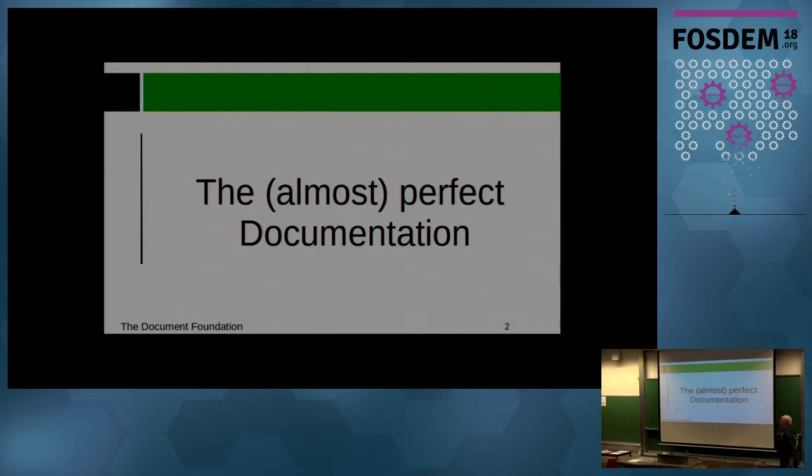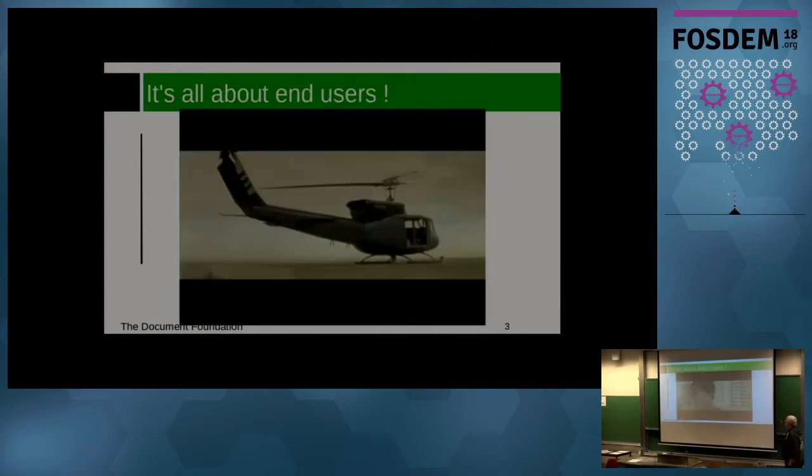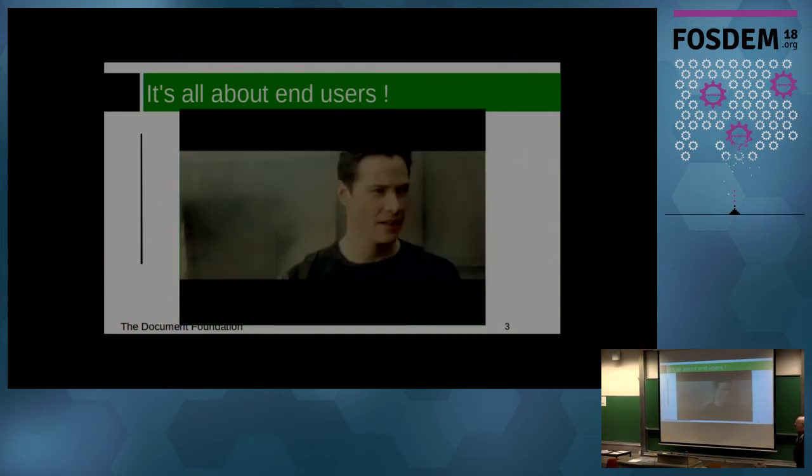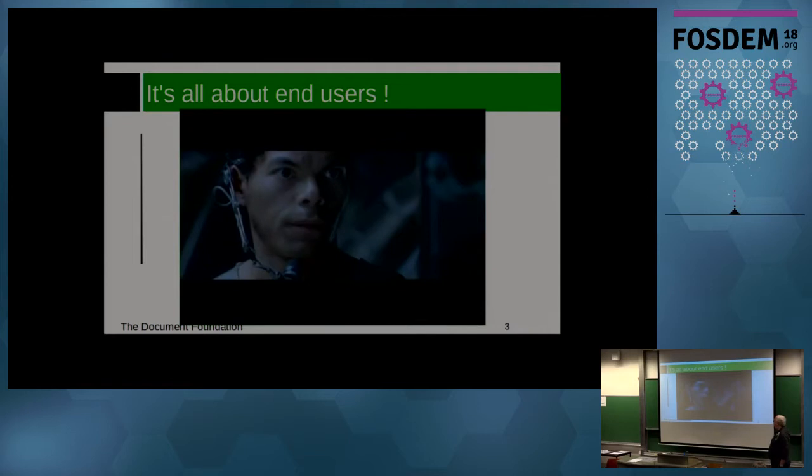So essentially, what we expect to be the almost perfect documentation is a small pitch on a movie that tells us, from the user point of view, what the ideal documentation is. So basically, you remember this scene?